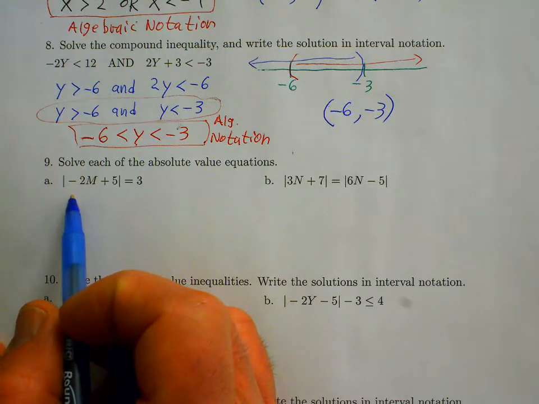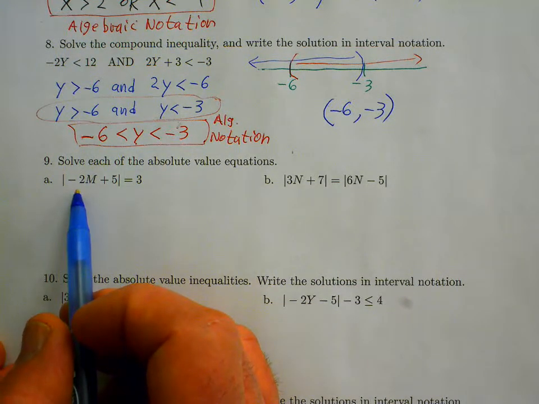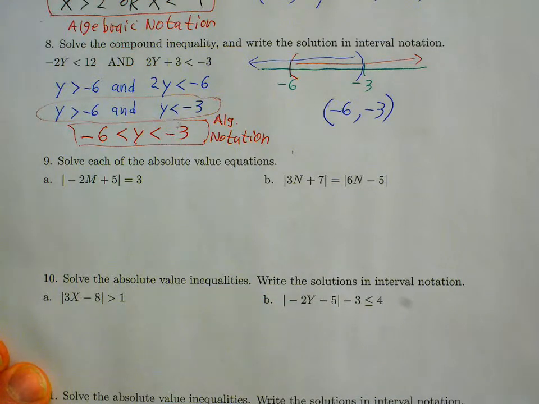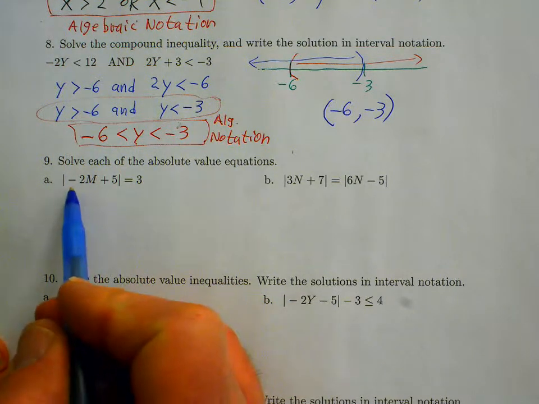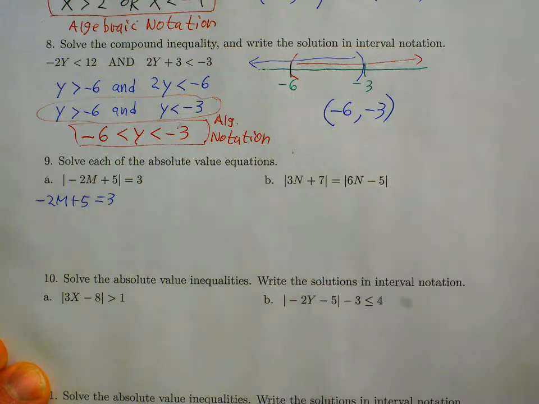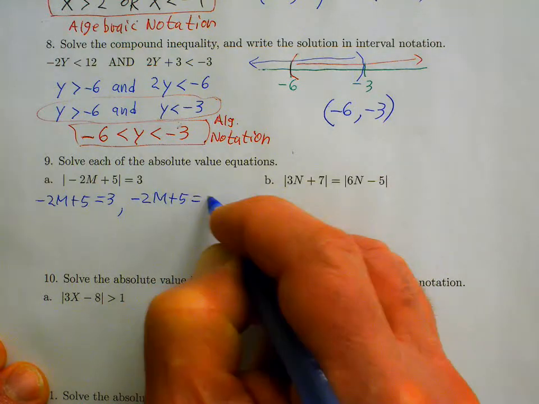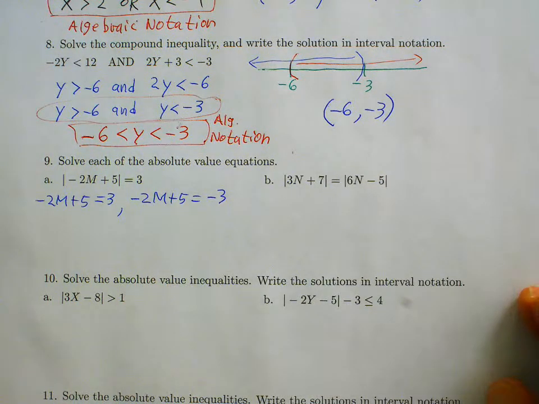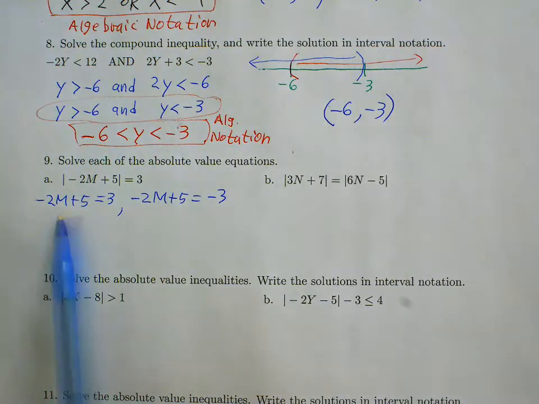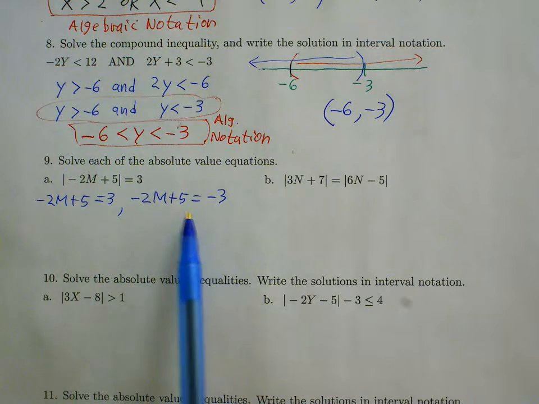So we're going to remove the absolute value symbols and write two equations because the absolute value of a number equals 3 means that number could be one of two things. So the number negative 2m plus 5 could be 3 if its absolute value is 3. The other possibility is that negative 2m plus 5 could be equal to negative 3. So notice that I did not write the absolute value symbols because these two equations without absolute value symbols are represented by the single absolute value equation.